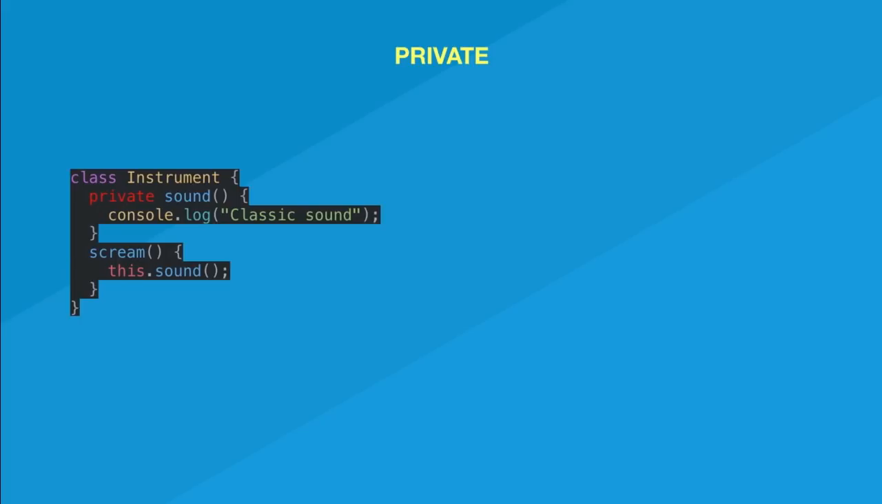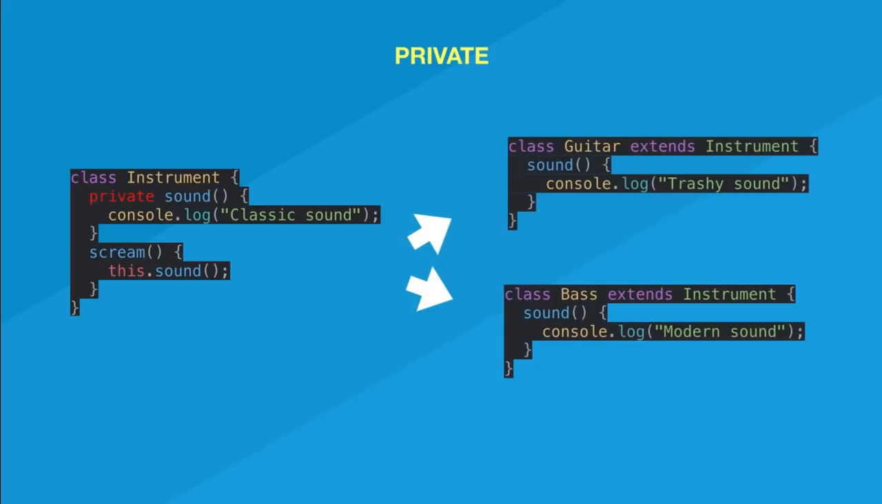Now the private, it's much more specific. If we make a property or method private, it means that we can only access these methods or properties within the same class. If I want to use them in different classes by extending a class, we cannot use them. It's not allowed because they are private. We can only use them within the same class.